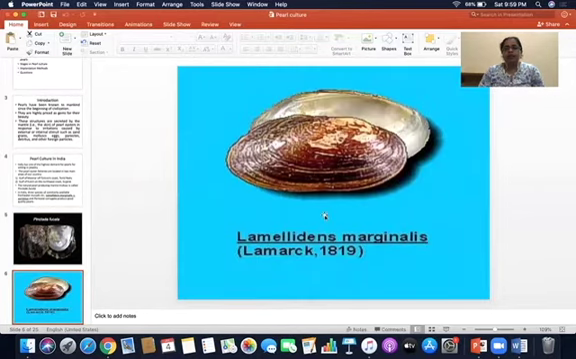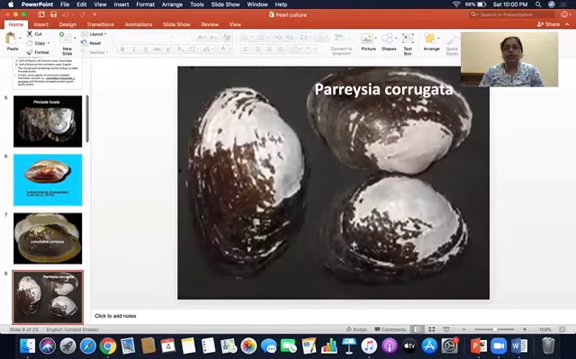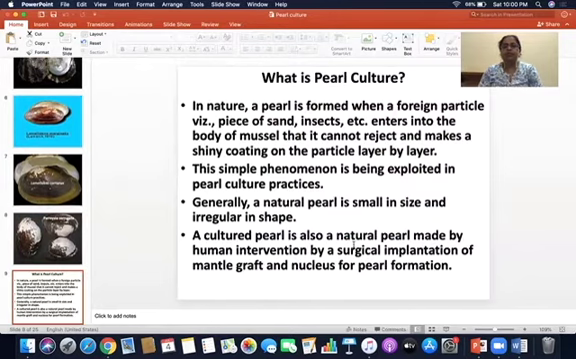This is a picture of the freshwater Lemmelidens, which is known as Lemmelidens marginalis. Most of the species belong to the genus Lemmelidens, and there are a couple of species that are present which can be used for artificial pearl culture. This is a picture of Lemmelidens coreanus, also used to produce artificial pearls, and Pariasa corrugata is another alternative species that is used to produce artificial pearls.